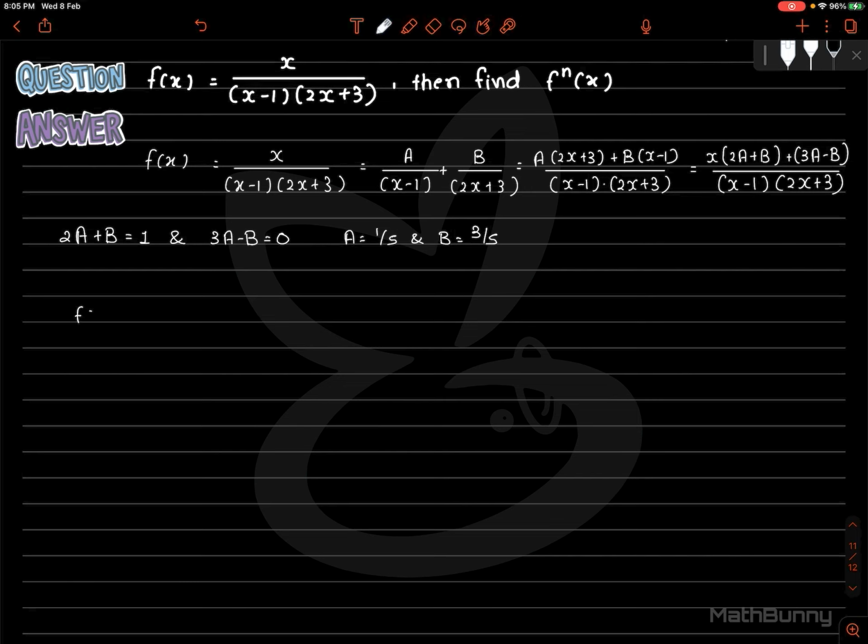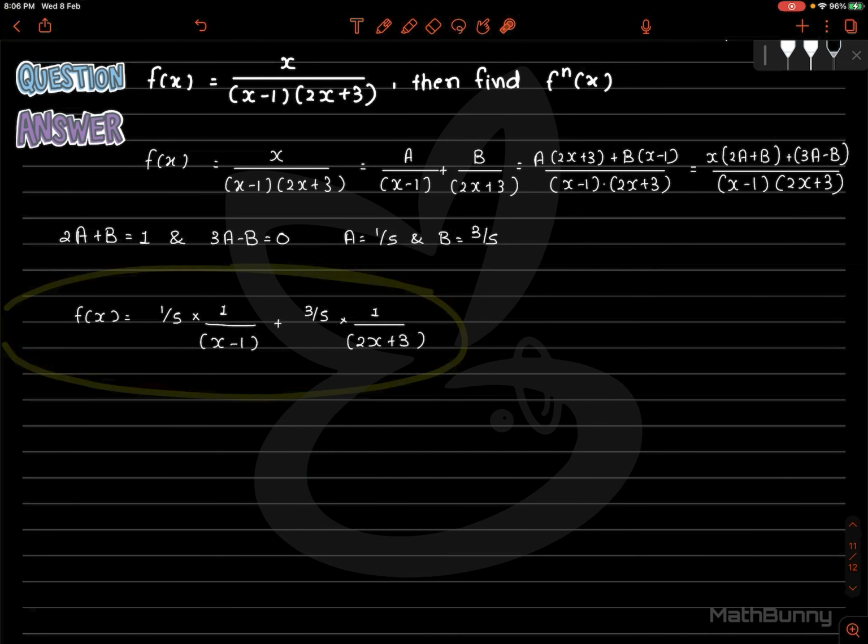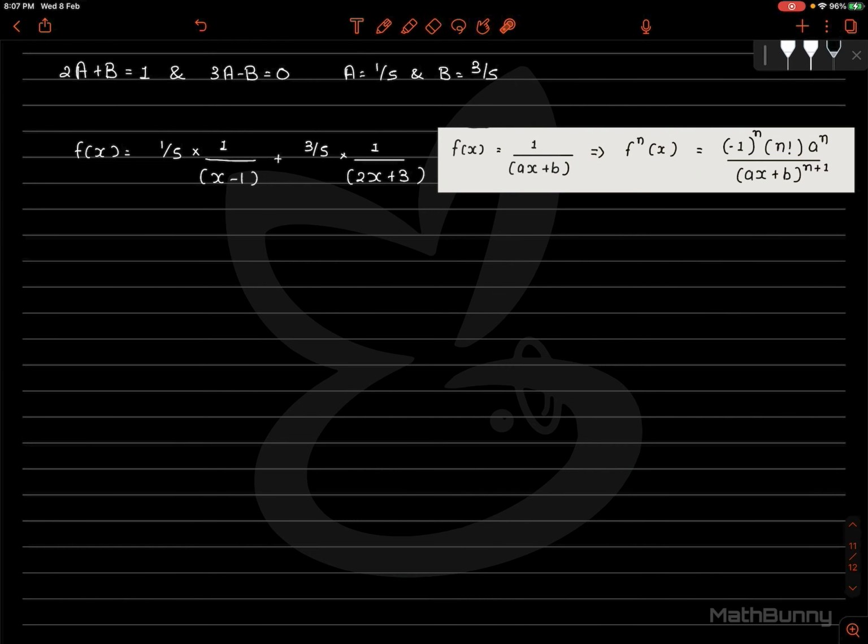We would now get f of x is equal to 1/5 multiplied by 1 upon (x minus 1) plus 3/5 multiplied by 1 upon (2x plus 3). So now we have the standard forms. For these both functions, we would use this formula. For x minus 1, the value of a is 1, b is minus 1. And for this function, the value of a is 2 and b is 3.